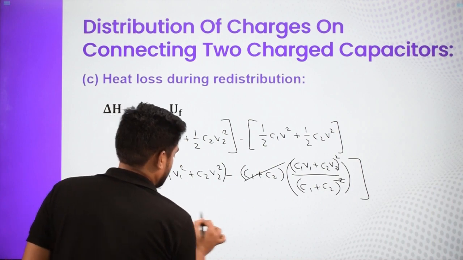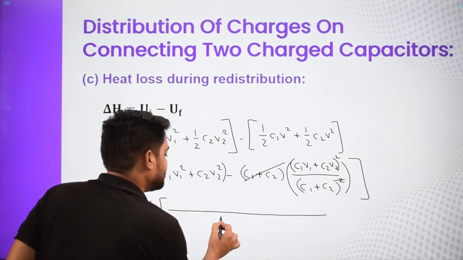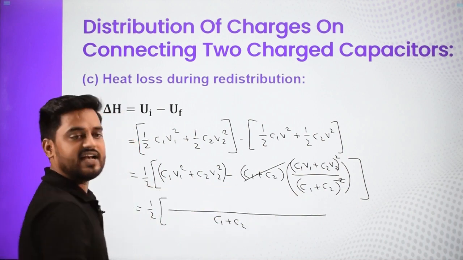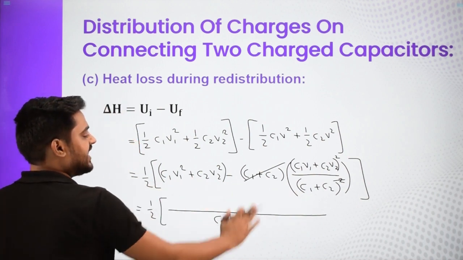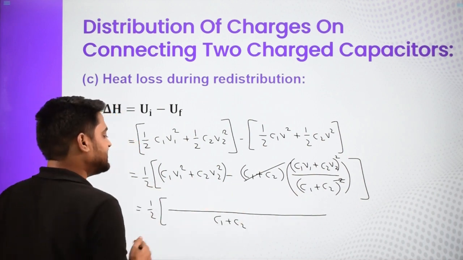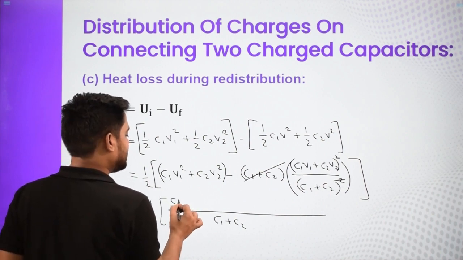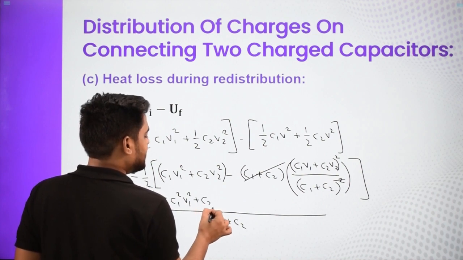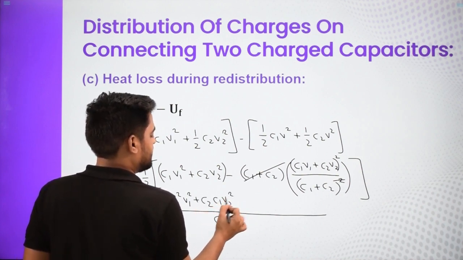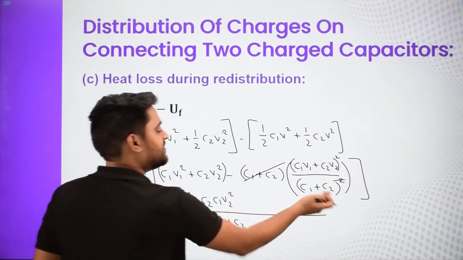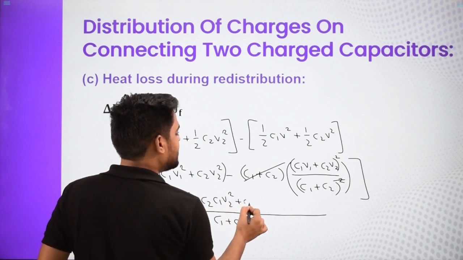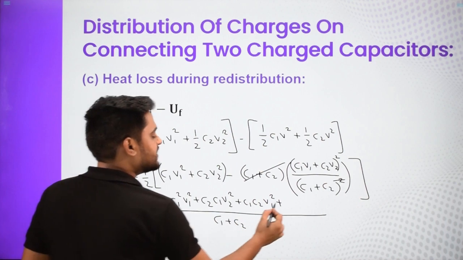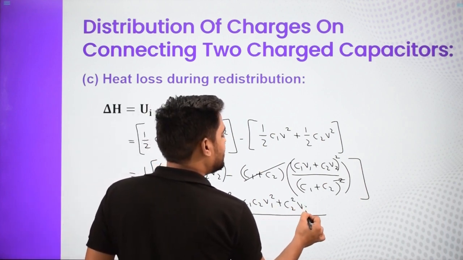LCM. So here I am left with C1 plus C2, now C1 plus C2 into this entire thing. First I multiply the entire thing with C1, then with C2. When I multiply with C1, I get C1 square V1 square plus C2 C1 V2 square. Now multiplied with C2: C1 C2 V1 square, plus C2 square V2 square.